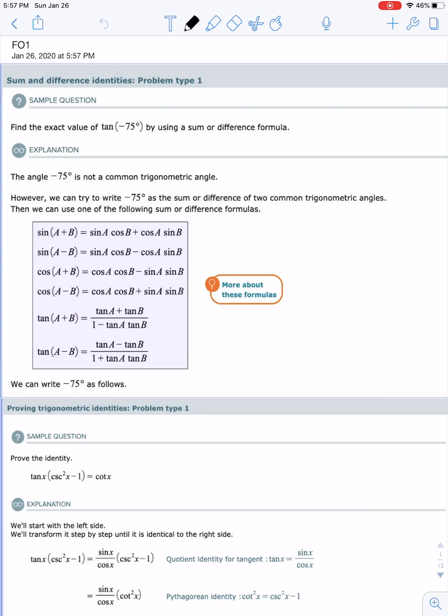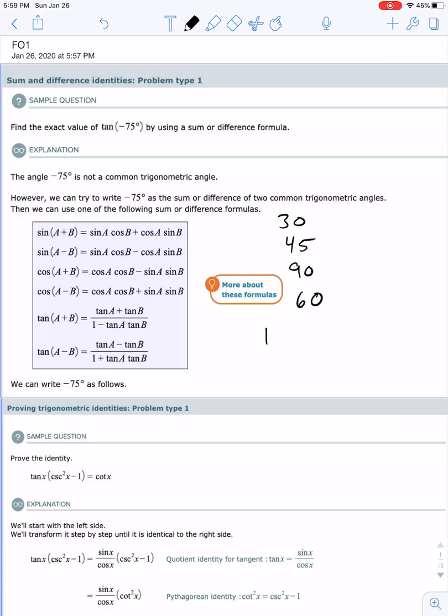So we need to figure out how to express negative 75 using our 30, 60, 90 or 45, 45, 90 angles, because those we can use our special right triangles to evaluate. So let's think about how we can write negative 75. We need to use either a 30, a 45, 90, 60, or some increment of one of those.